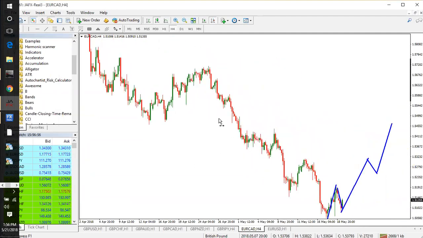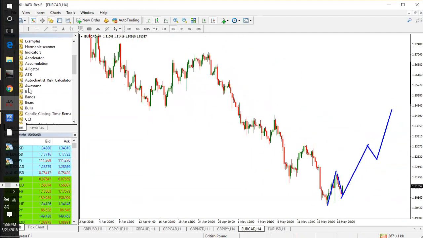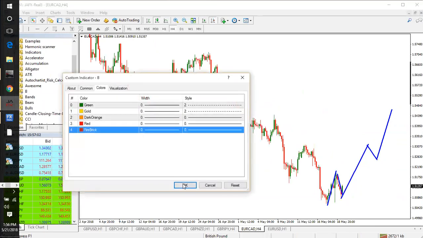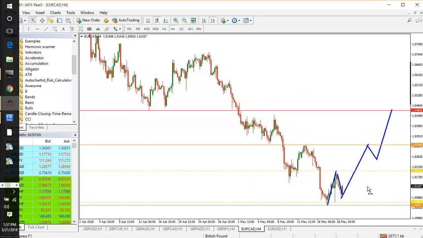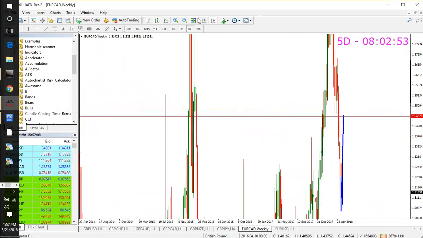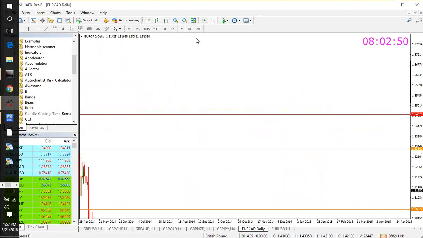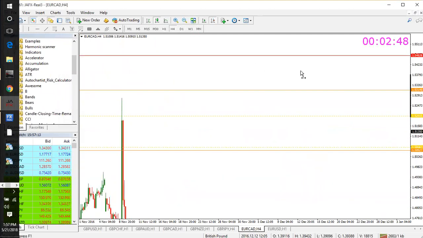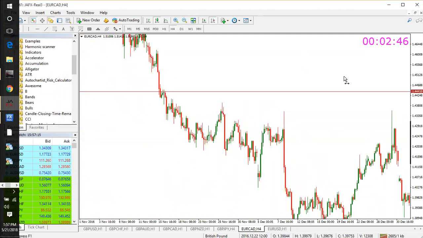So you see there's nothing, no lines, no support and resistance. So I just drag the B indicator from my navigator toolbar and I drop it and I click OK. You see everything appears automatically, drawing it from daily, weekly, all time frames. Drawing it for me, hands-free. So that's what that does.